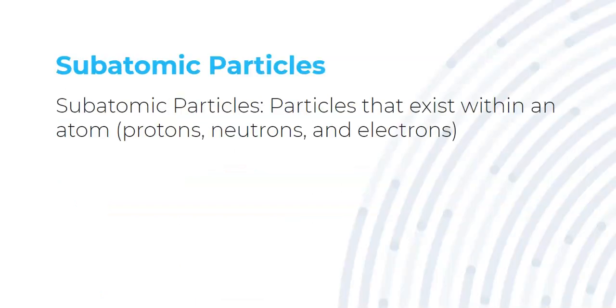So subatomic particles are particles that exist within an atom. The atom is the smallest thing that has the properties of that substance, but there certainly are smaller things within the atom: protons, neutrons, and electrons. And you probably learned about those in 8th grade, so hopefully you remember a little bit of that.